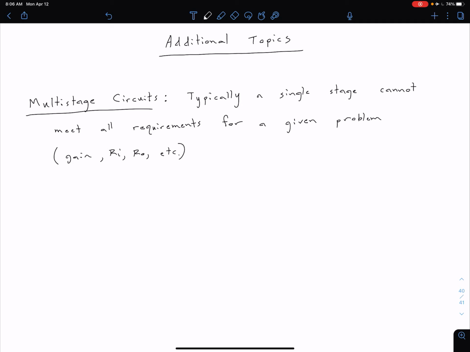So, maybe we have one circuit that is going to give us our gain requirement, but it doesn't quite meet our input or output resistance requirements, so we can connect several circuits together. And the key thing that we saw with our BJTs, which is also true here, is that in reality, we're going to need to consider loading effects. That's the main reason why we're going to have to design for a certain input or output resistance, and not just for amplifier circuits, but that's relevant to other circuits as well. So our loading effects are very important.